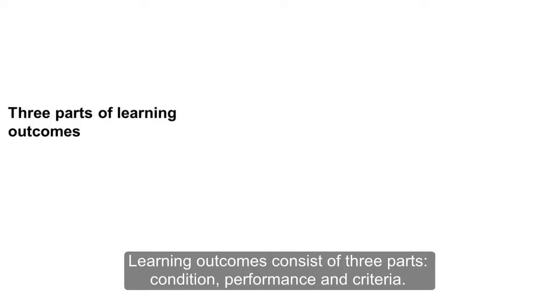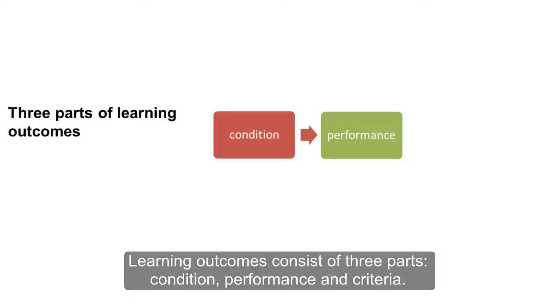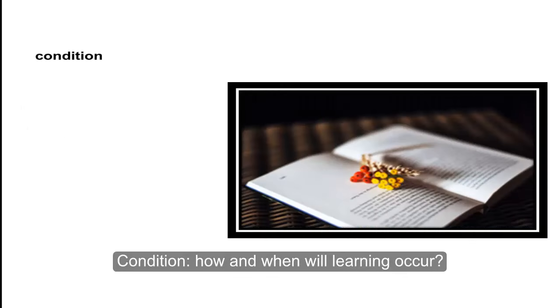Let's take a look at learning outcomes. Learning outcomes consist of three parts: condition, performance, and criteria. Condition: how and when will learning occur?